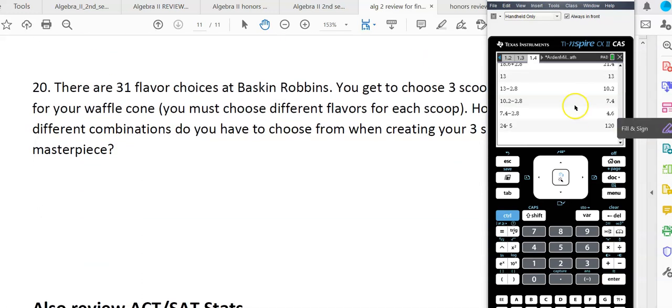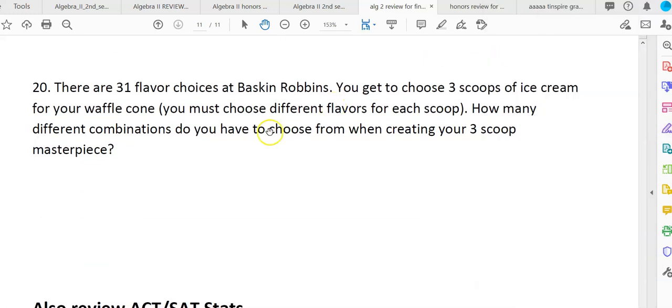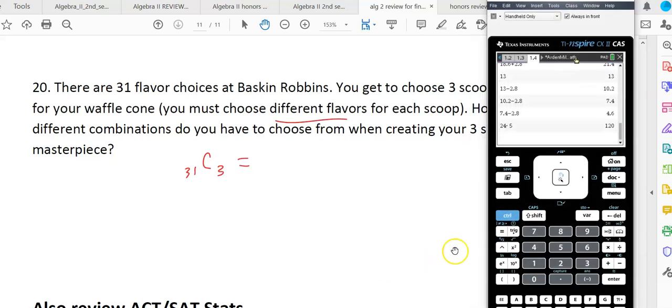Choose 3 scoops. How many different combinations? So order is not important. So I would say 31 choose 3. Choose different flavors. So you're going to choose 3 of those. So it's going to be another NCR because order is not important for this one. So NCR 31, 3, 4495.